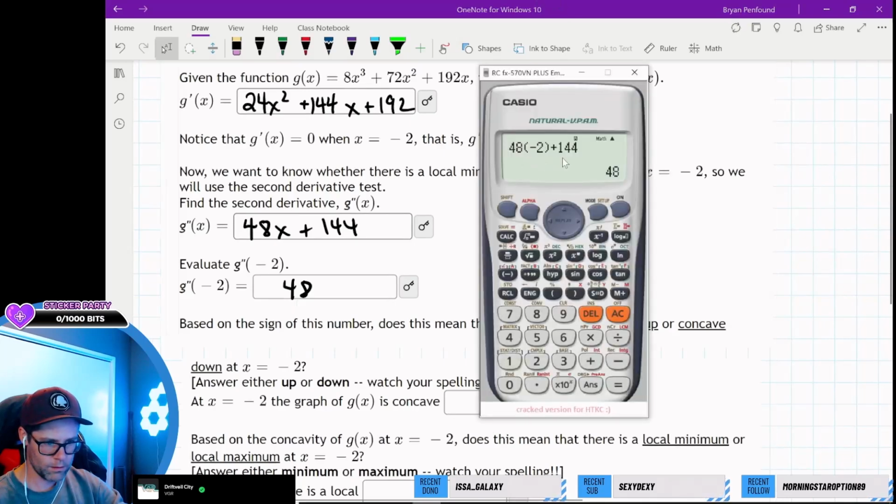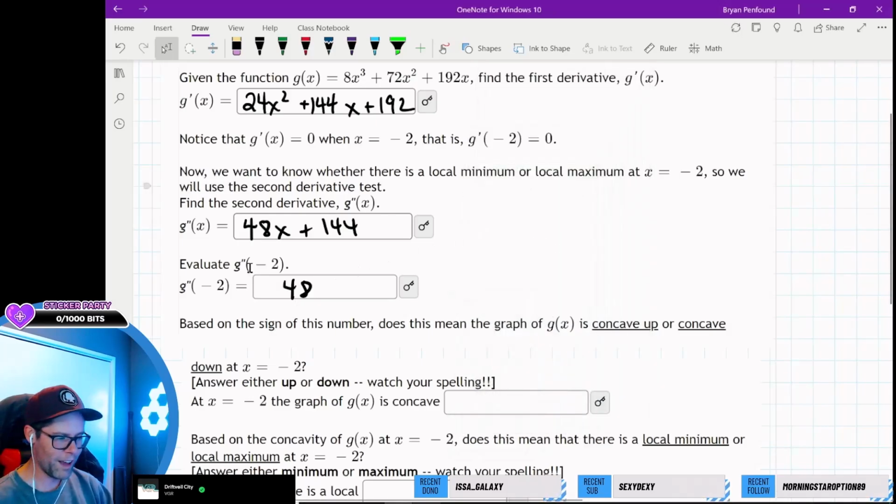Really? That seems so bizarre. I guess 144 must be some multiple of 48. It must be 3 times 48. Yeah, that's so weird. Okay, so g double prime at -2 is 48.